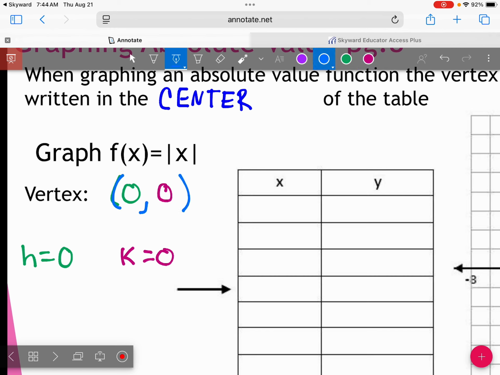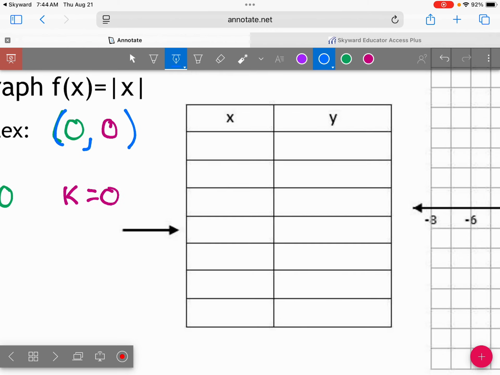So what we're going to do when we're making our table here to get our points is 0, 0 is going to go right in the middle. This is going to be our 0, 0. This is going to be where we put our vertex. That's why we want that. It tells us where the middle is on our table.